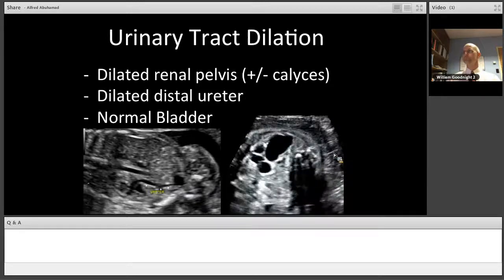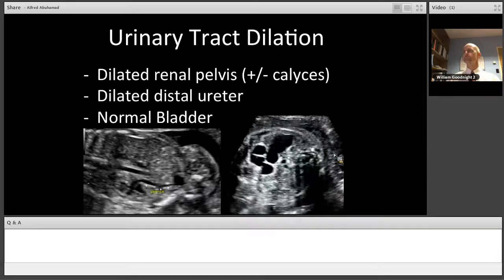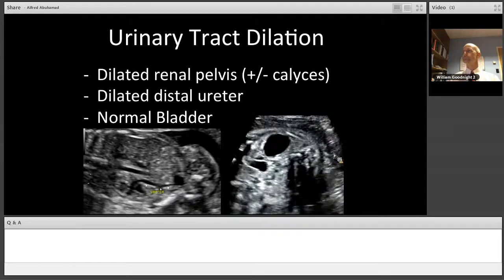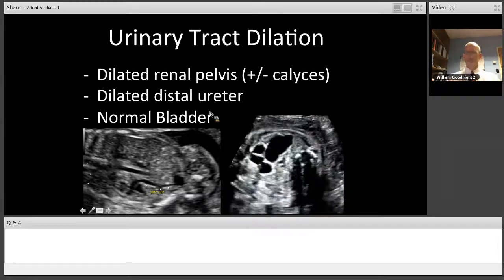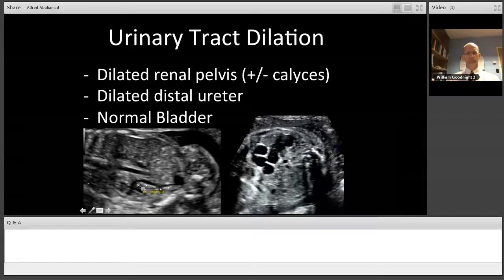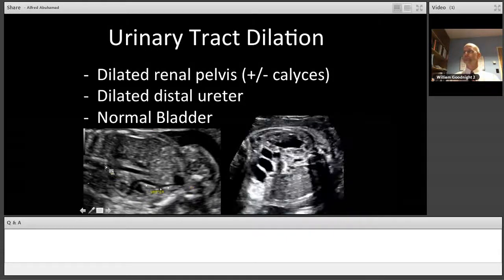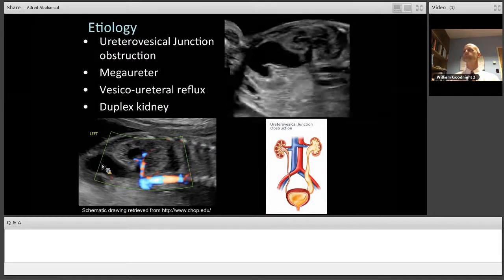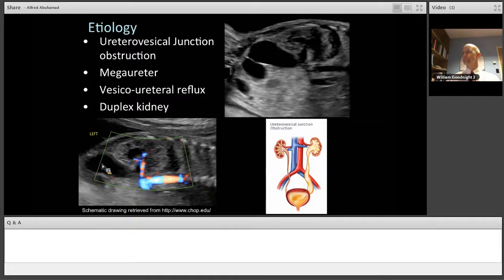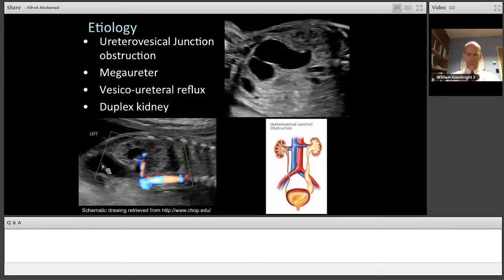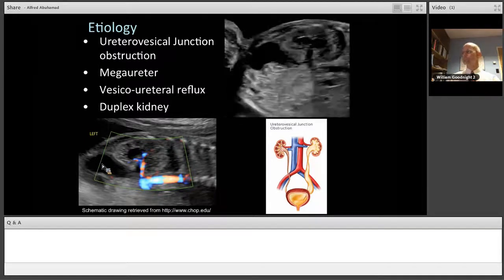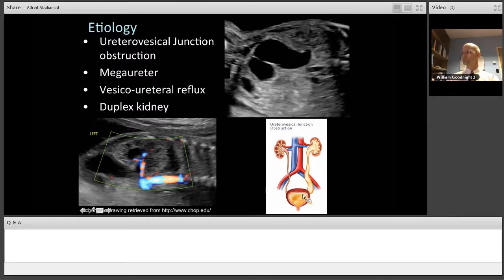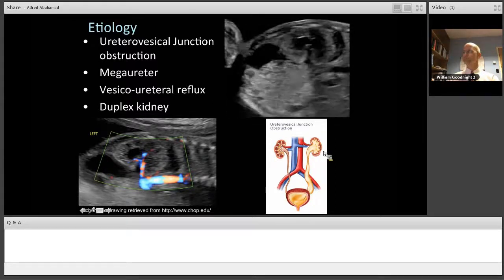So now you have a dilated renal pelvis, plus or minus calyces, but the distal ureter is dilated, as you see in this clip right here, but the bladder is normal. And you see here the dilation of the ureter all the way with a normal bladder. Here you got to think about UVJ obstruction, you got to think about reflux, and certainly you're going to think about a duplex kidney. So in a UVJ obstruction, what you will see, it's an obstruction at the level of the bladder with a dilated ureter and a dilated renal pelvis.